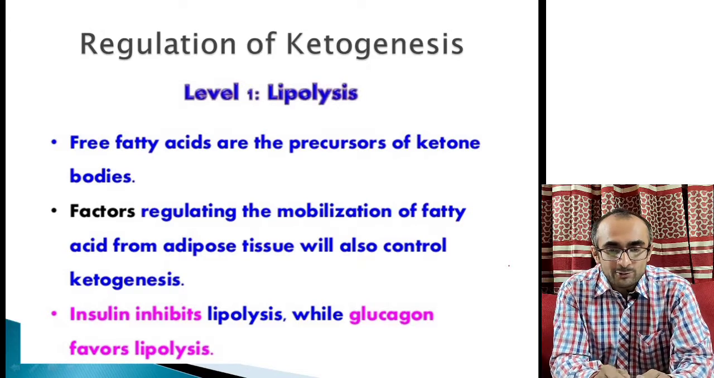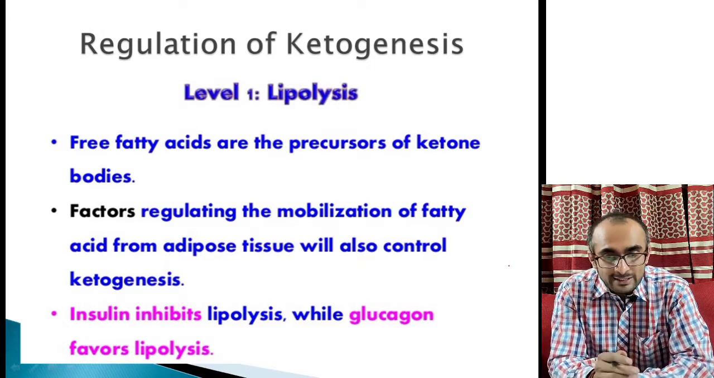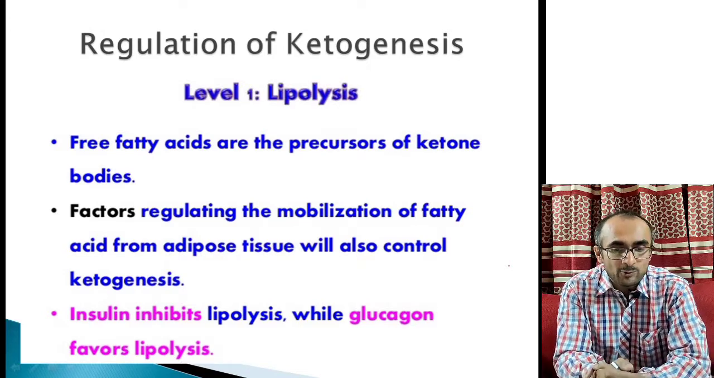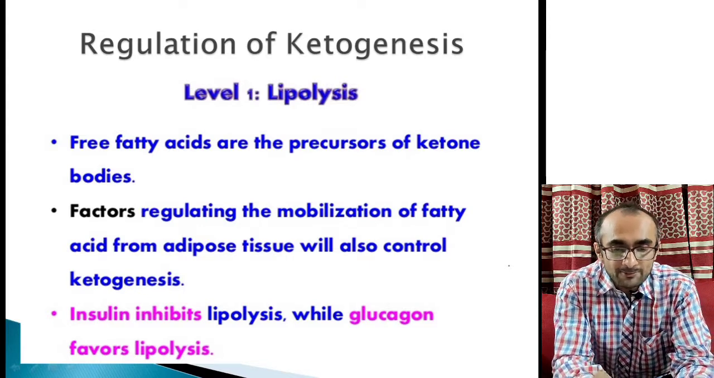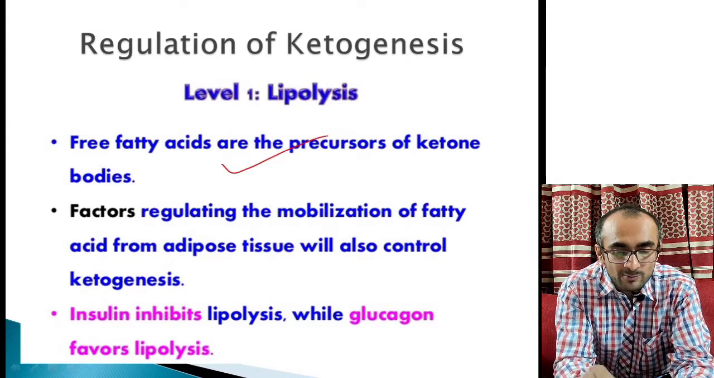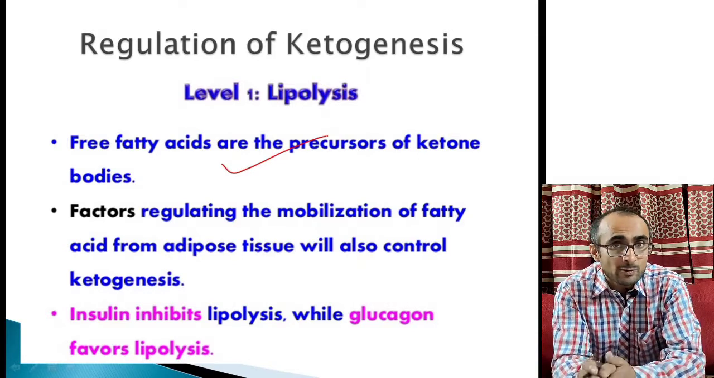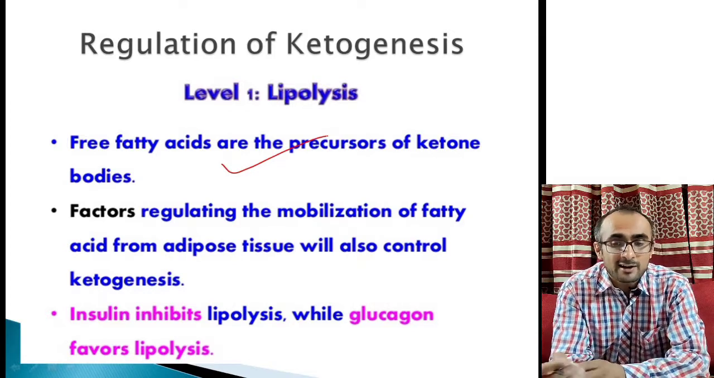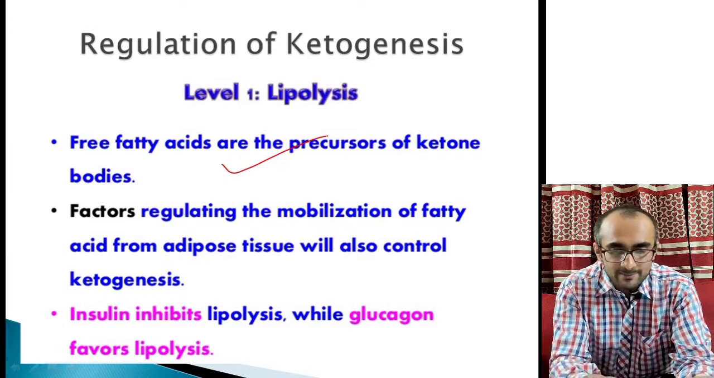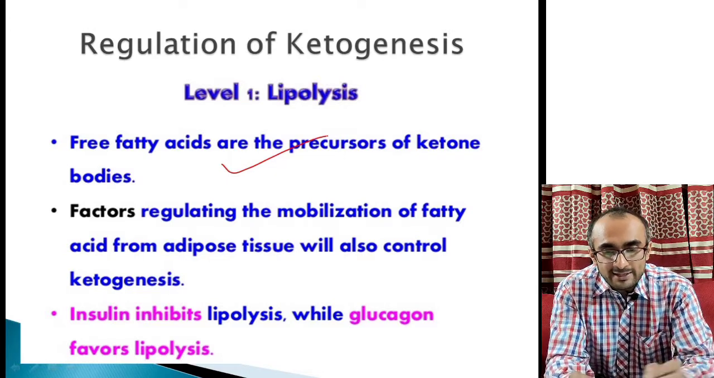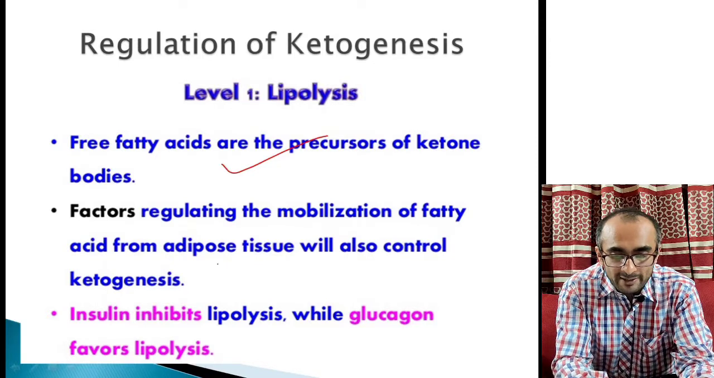So regulation of ketogenesis can be at three levels. Level 1 is lipolysis. Free fatty acids are the precursor of ketone bodies, because we know that free fatty acids are oxidized to acetyl-coenzyme A, and those acetyl-coenzyme A are used for ketogenesis. And factors regulating mobilization of fatty acid from adipose tissue control ketogenesis.